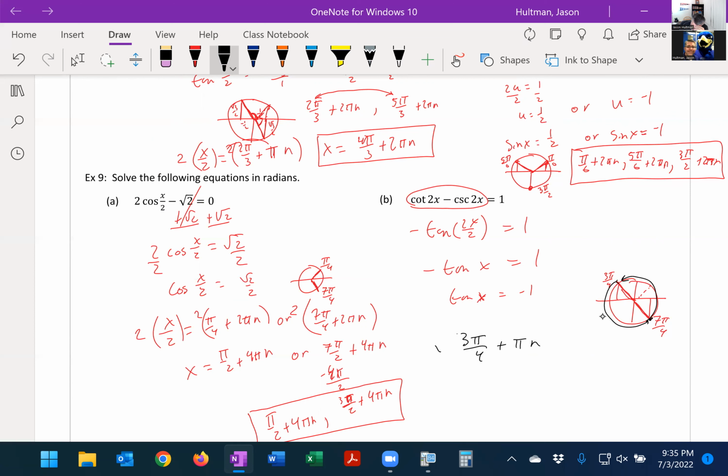That's what x is equal to. And that's it for 6.2, 6.3.